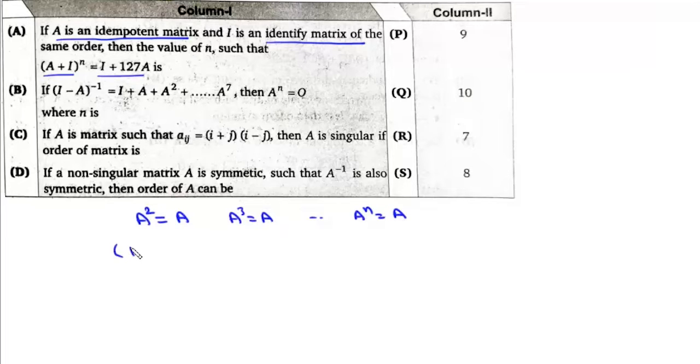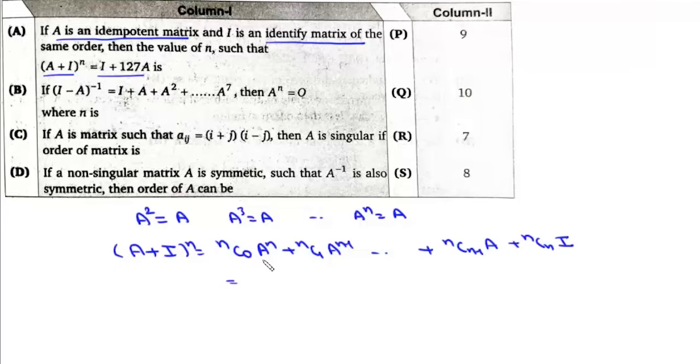Now if we find (A plus I) to the power n, we can write this as nC0 A to the power n, nC1 A to the power n minus 1, nC(n minus 1) into A, and then nCn into I. Now A to the power n, A to the power n minus 1, A square, they are all A. So we can write this as A into (nC0 plus nC1 plus up to nC(n minus 1)) and then plus I. Now this is (2 to the power n minus 1) into A plus I. Now it is given that it is equal to 127A.